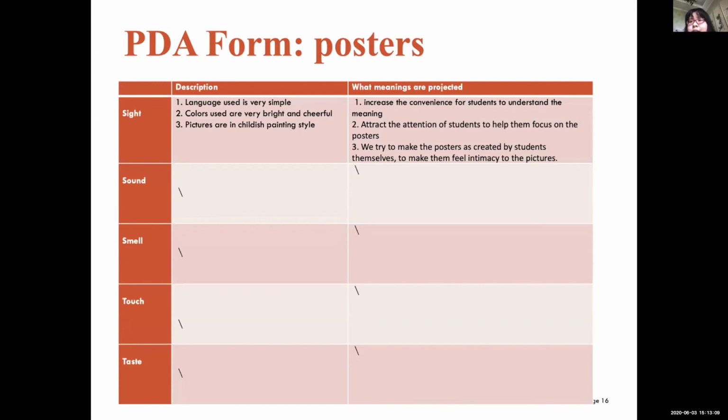The last part is the 2 PDA forms about the things we created. The first thing is the posters that Bella drew. I think in the posters, we basically use sight. The sight includes 3 parts: language, colors, and pictures. Language increases the convenience for students, and colors attract the attention of students. And pictures, we try to make them look as if they were created by students themselves to make them feel intimacy with the pictures. Next, please.